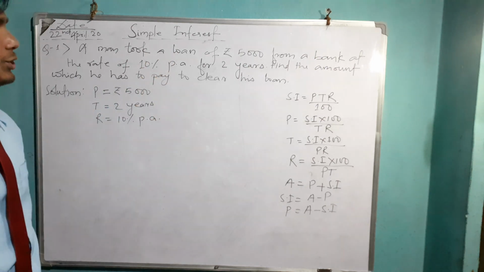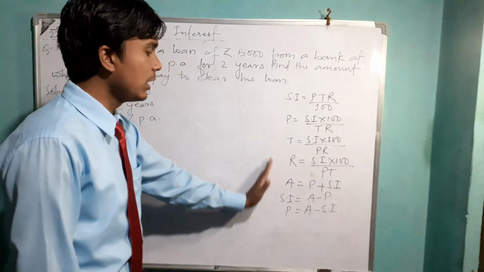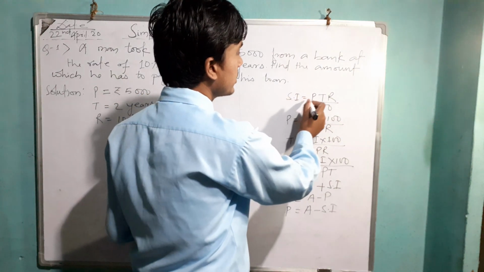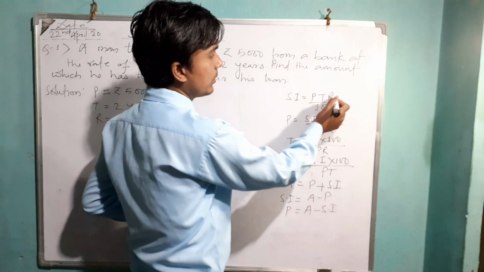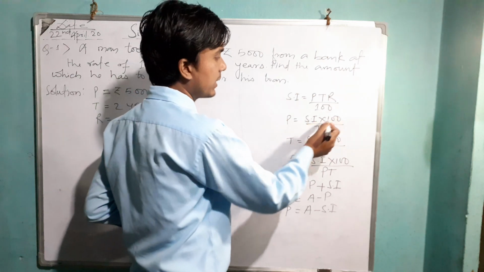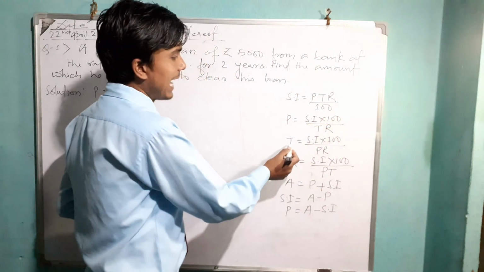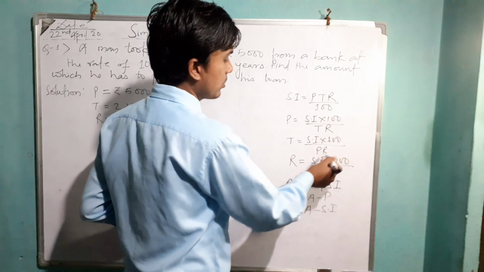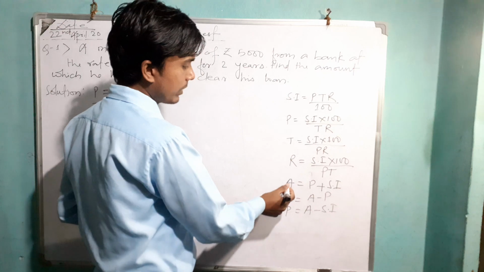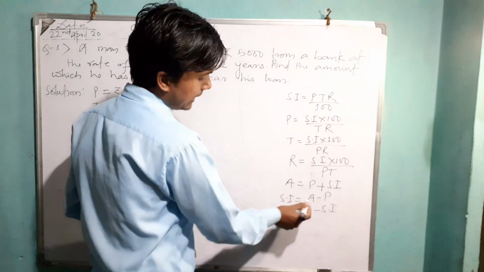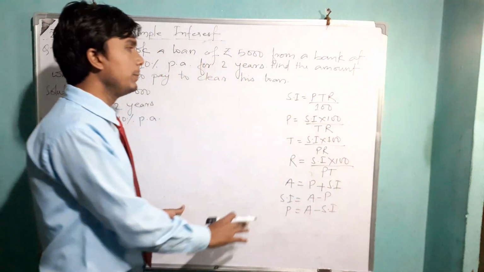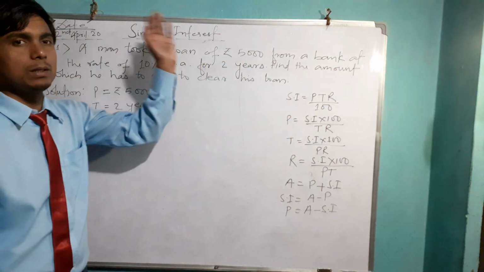Before we start the questions, we have some rules, that is, formulas we have to follow. SI stands for simple interest. Simple interest equals principal into time into rate divided by 100. Then principal equals SI into 100 by T into R. Time equals SI into 100 by P into R. Rate equals SI into 100 by P into T. Amount equals P plus SI. SI equals A minus P. Principal equals A minus SI. These are the rules we'll be using to solve questions based on simple interest.